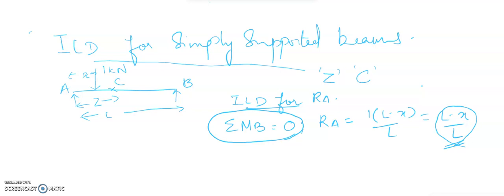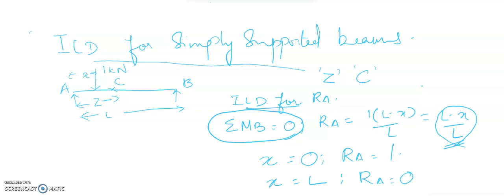Now you got a function for RA, that is (L minus X) by L. That is the function of RA for the ILD of reaction at A when a unit load moves from A to B. Now when you draw a diagram, you should know the starting and the end. How will you determine the starting? Put x equal to 0 in this function. When x equal to 0, you get RA equal to 1. At the same time, you need to determine the end point, that is x equal to L, and you get RA equal to 0.